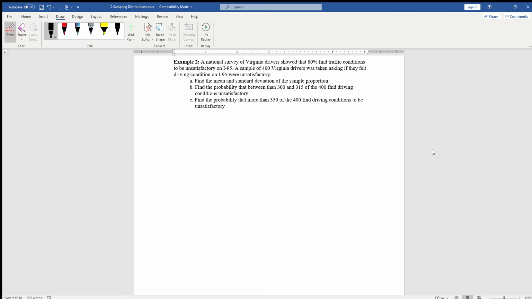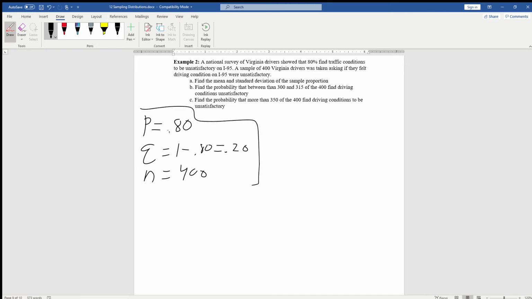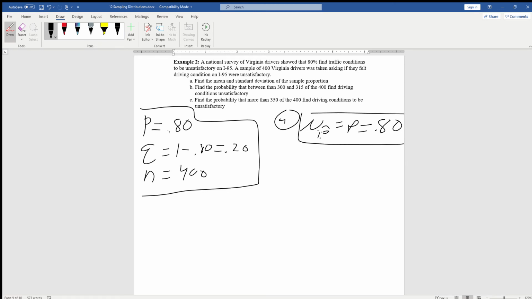Okay, when I do this, the first thing I notice is that the probability of success, P, is 80% or 0.80. Okay, so we're going to use that. Also, Q is 1 minus 0.80, or 0.20. And then the sample size is 400. You have to have those items before you go through and try to do the rest of it. For A, mu sub P is equal to P, which is equal to 0.80. Okay, so that's the mean for the 400 drivers.